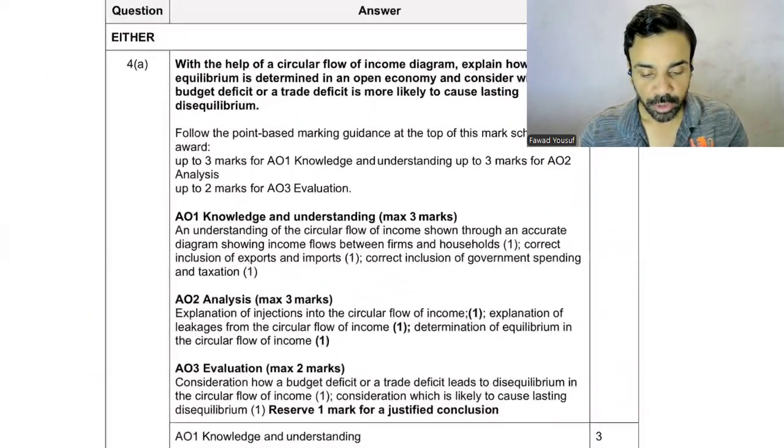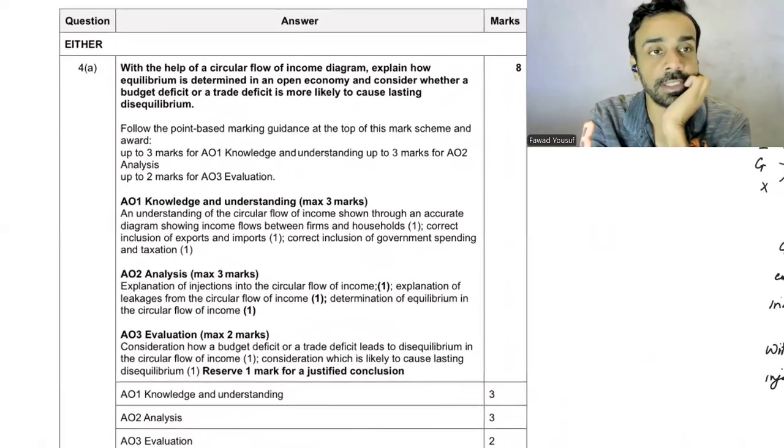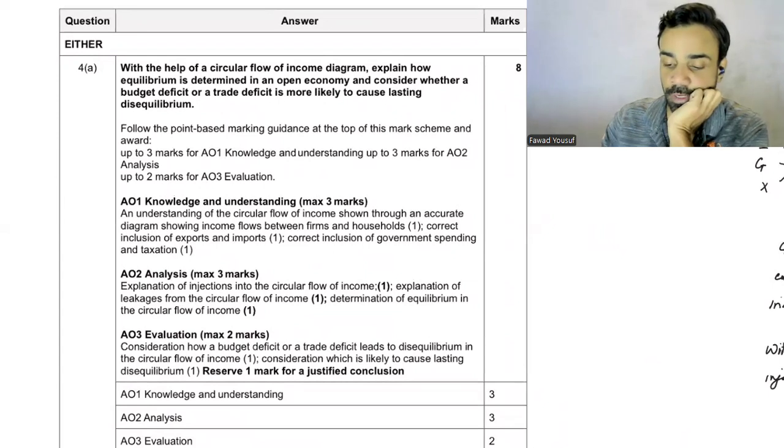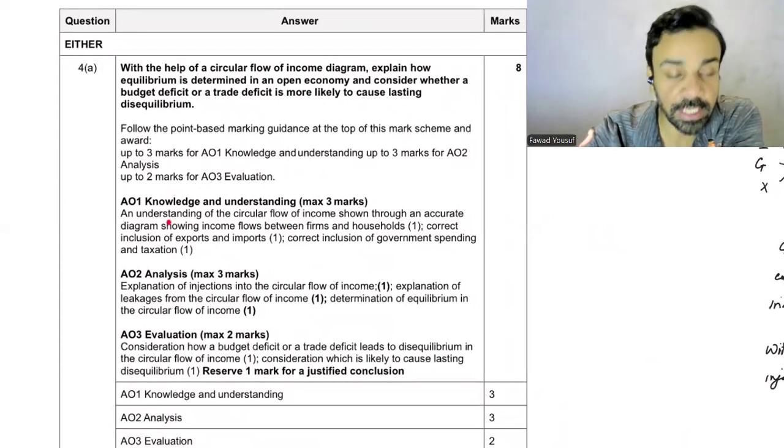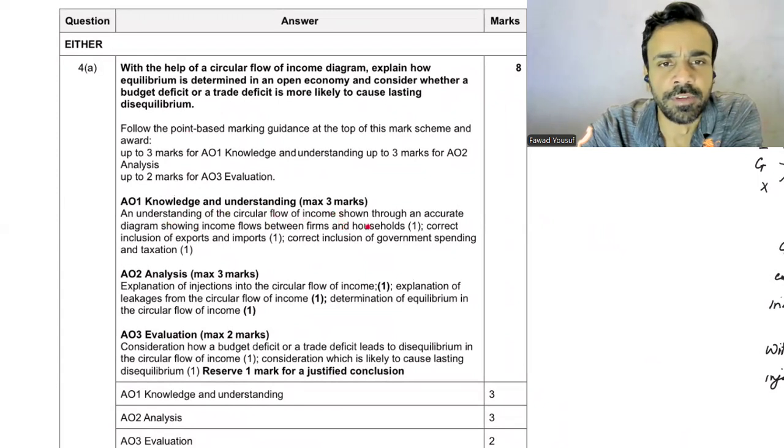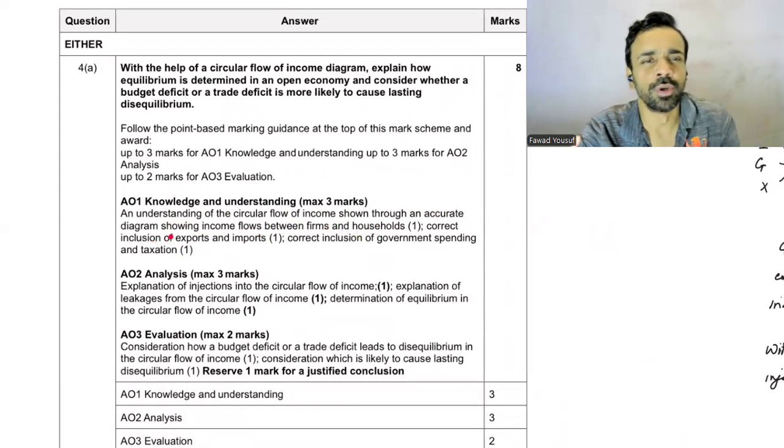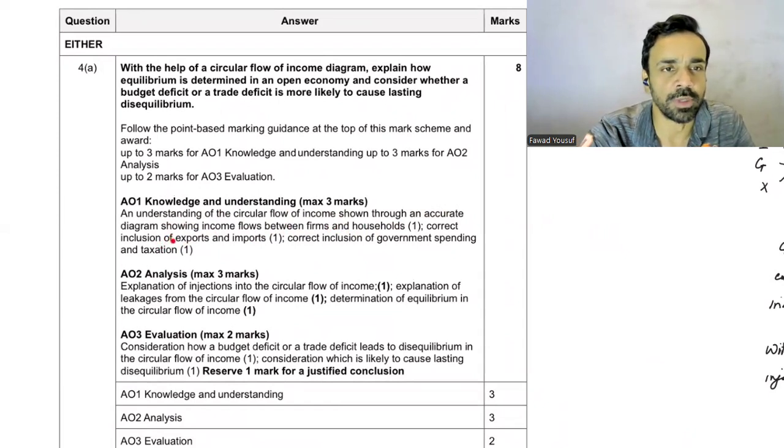तो इसकी जब हम मार्किंग स्कीम देखते हैं, तो this is how the examiner has graded this particular question, where they're saying understanding of circular flow of income shown through an accurate diagram showing income flows between firms and households. I think we've done that. Correct inclusion of exports and imports. I don't know what that means, but I guess just the money coming in and money going out of the system. And correct inclusion of government spending and taxation.